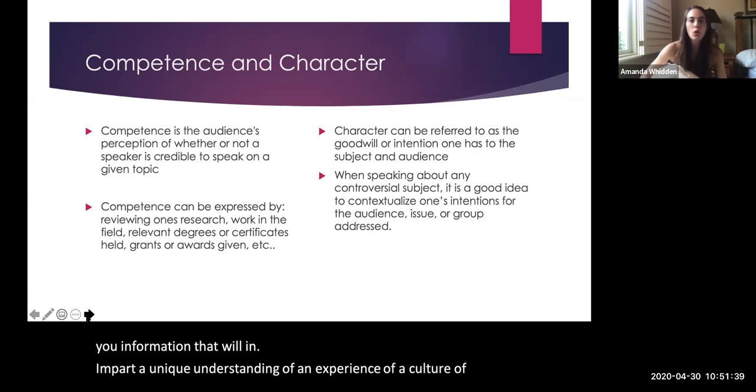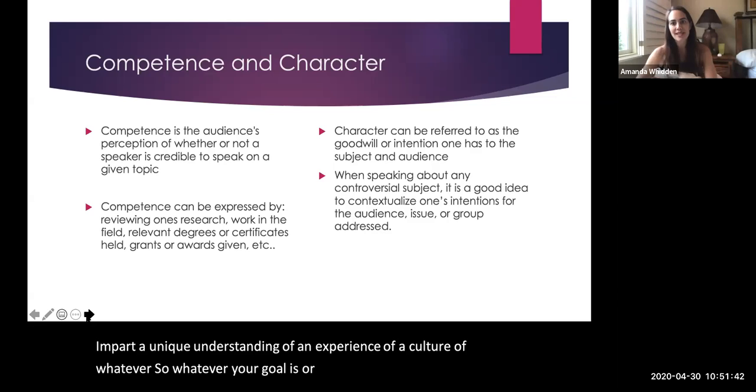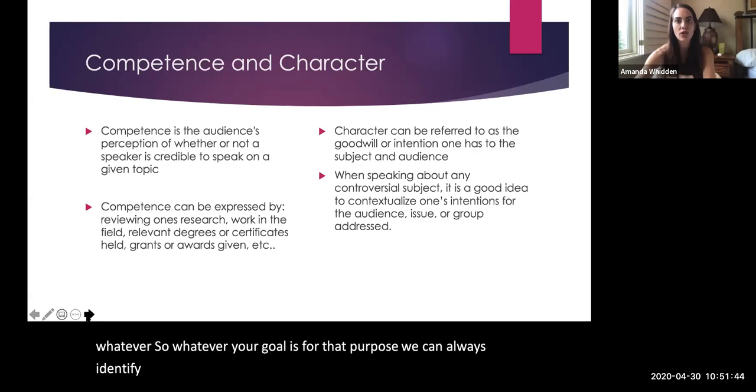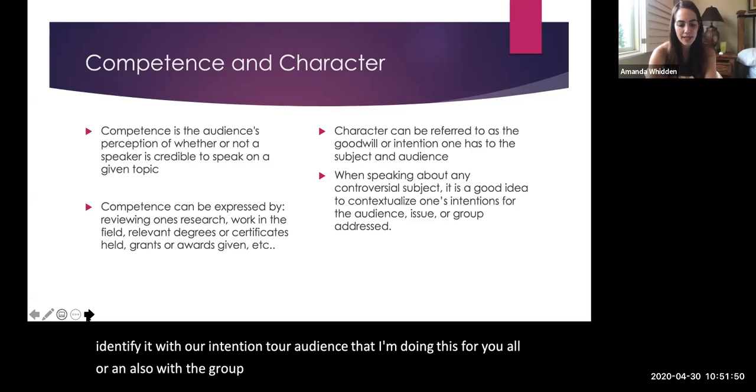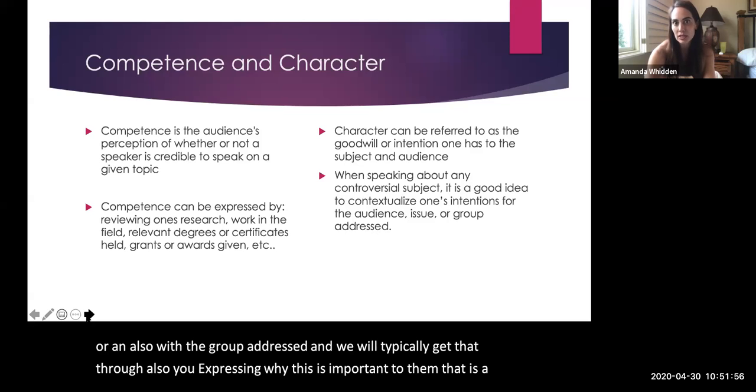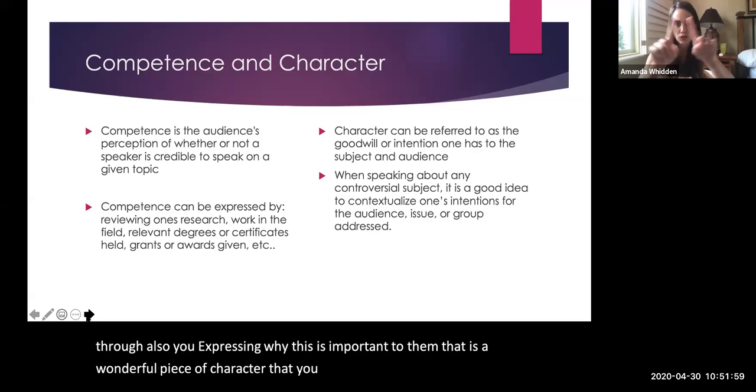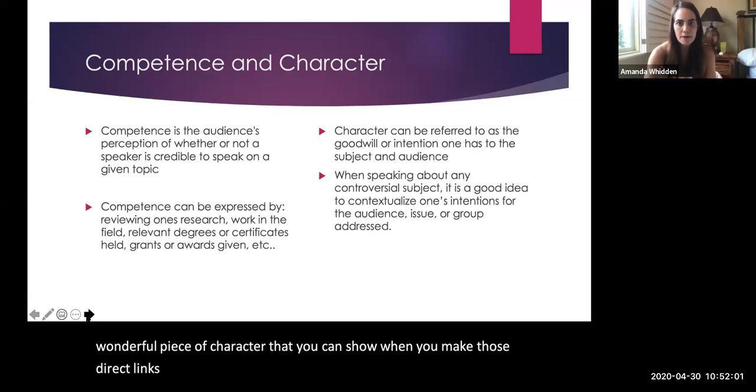So whatever your goal is or that purpose, we can always identify it with our intention toward our audience, that I'm doing this for you all, and also with the group addressed. And we will typically get that through also you expressing why this is important to them. That is a wonderful piece of character that you can show when you make those direct links to your audience.